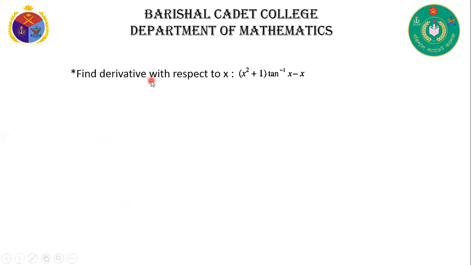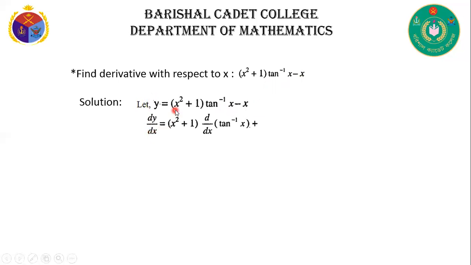Now another question. Find the derivative with respect to x of (x square plus 1) tan inverse x minus x. Here given function, let y is equal to (x square plus 1) tan inverse x minus x.